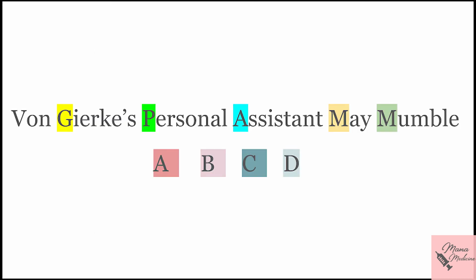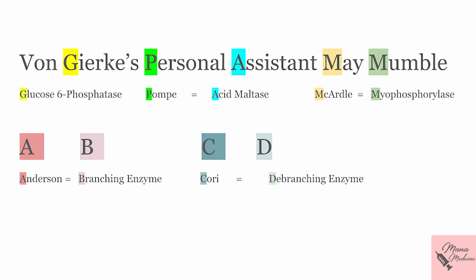So the sentence I use to remember all of these diseases and the associated deficiency of enzymes is: von Gierke's personal assistant may mumble ABCD. So, as you can see, von Gierke's, I have highlighted the G from von Gierke. So, it has deficiency of glucose 6 phosphatase.